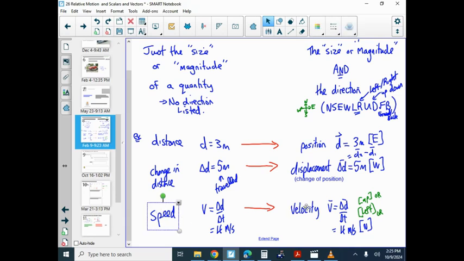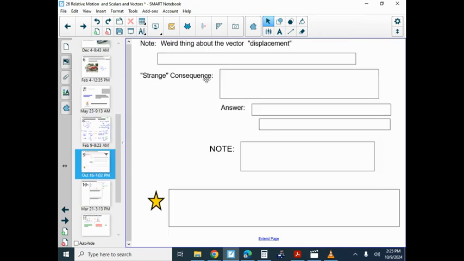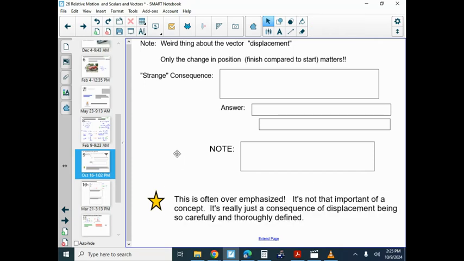Obviously, a lot of people just tend to use these two words interchangeably, right? But really, there's a slight difference there. So the weird thing about vector displacement, and honestly, people make way too big of a deal of this sometimes, I think. This is often overemphasized, and it seems like it's the most important thing ever in a physics class to some people. But since it's only the change in position that matters, right?